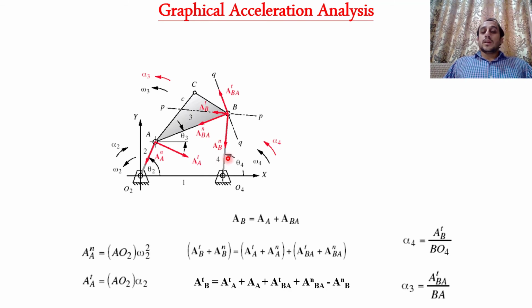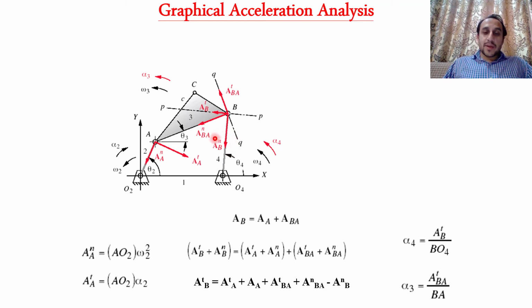So we have another information available: the second component of the acceleration at point B, the tangential component, will be perpendicular to this link. So what can we do? We have a line PP available. It means the ABT will lie on this line. We don't yet know the direction in which it is acting. ABT is still unknown. We don't know the direction, we don't know the magnitude of this ABT. This is not known to us yet.